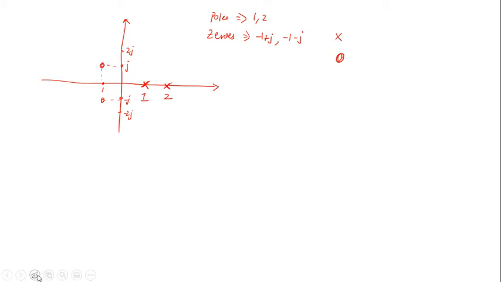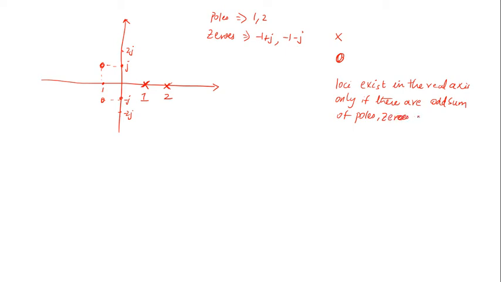Okay, and also we know the loci exist, or locus exist in the real axis only if there are odd sum of poles and zeros to the right side of it. That means here this path is on the real axis. Do loci exist or not? So I see right of this path. Right of this path there is one pole. That means it's odd number of poles.